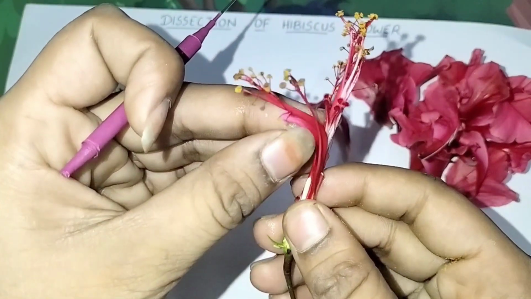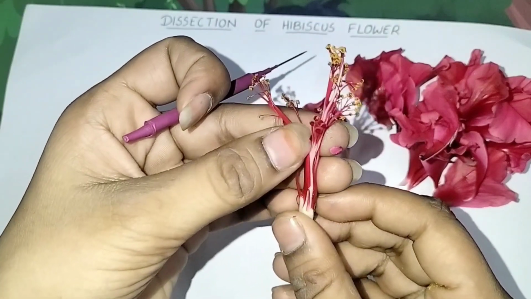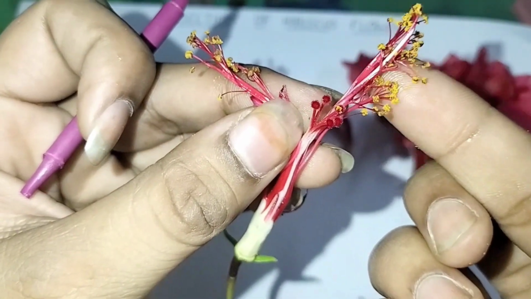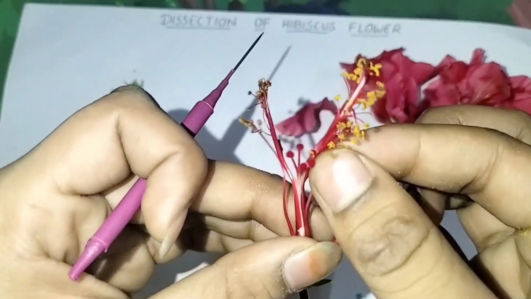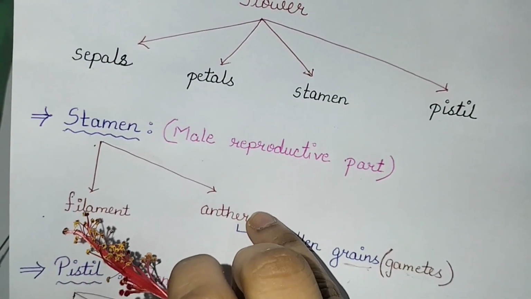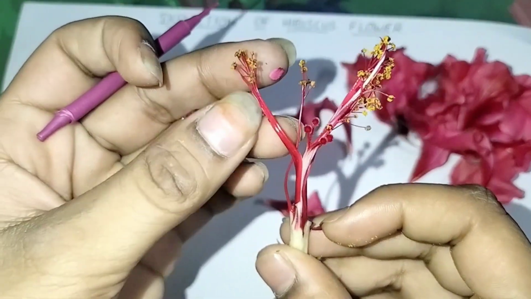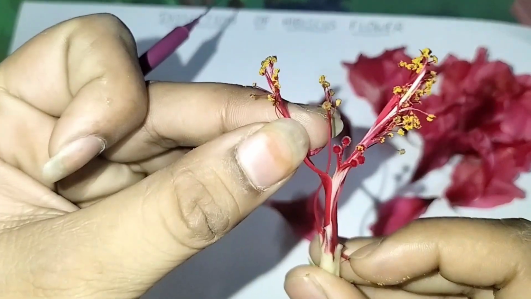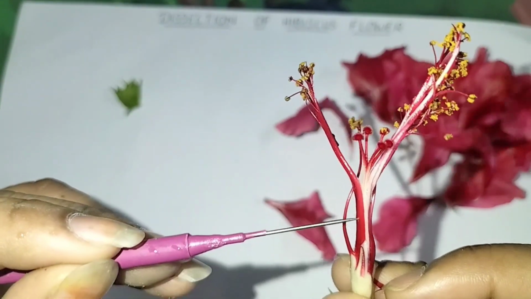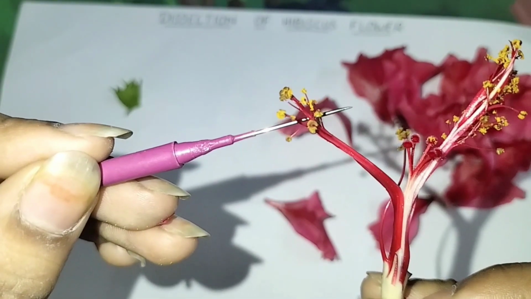Okay. So what do you see now? Do you see this yellowish color part? These are pollen grains, right? So what consists of pollen grains? Anther consists of pollen grains, and anther is the part of stamen. So this part is known as stamen. This is filament, and the upper part is known as anther, which consists of pollen grains.